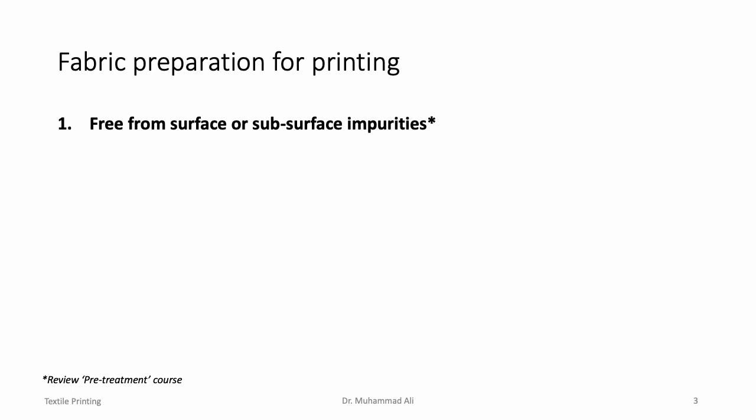Now let's have a look at these requirements one by one. So as we have discussed, the first requirement is to ensure that the fabric is free from any surface or subsurface impurities. This point generally refers to the pre-treatment of a fabric. And that's why I've mentioned here that you can review some of the key concepts in your course of TS245, which we have already studied. However, I'm going to discuss this point briefly.